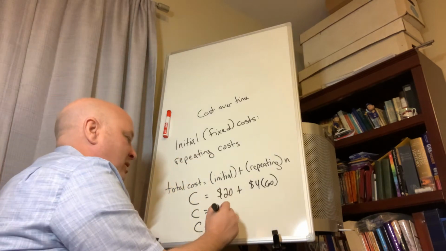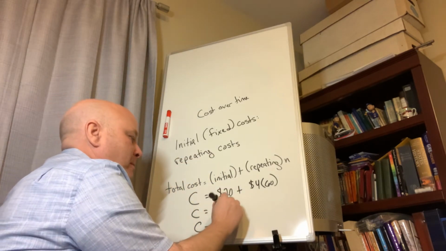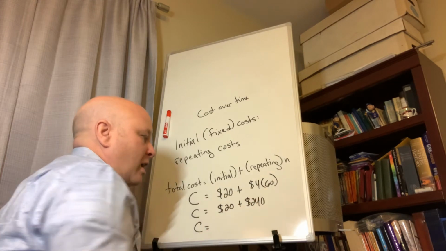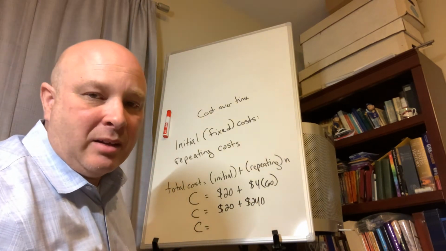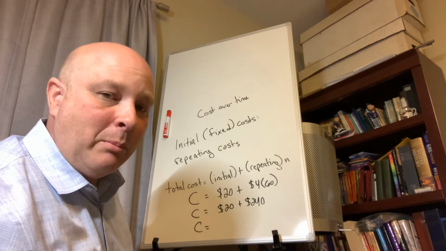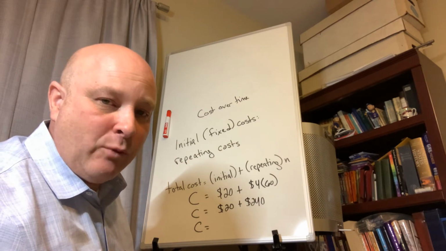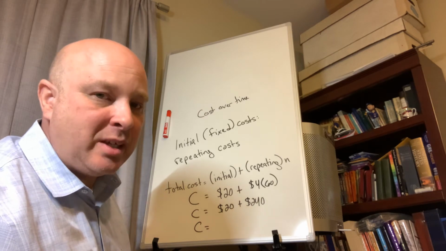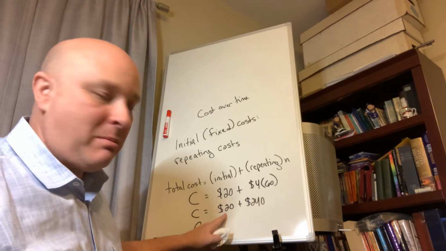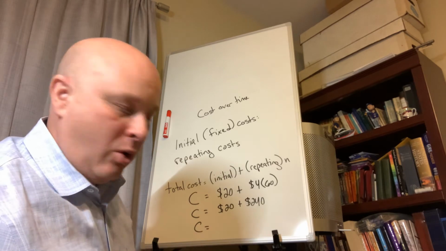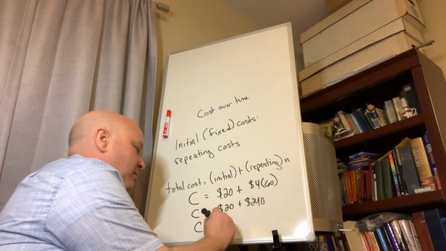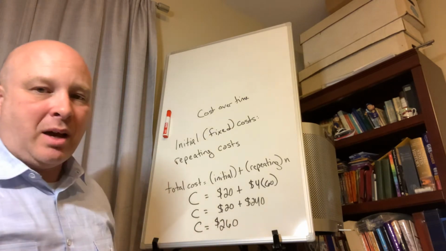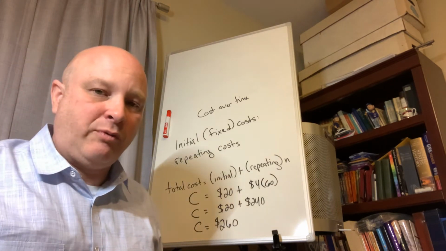So let's look at what this is. This is $20 plus $240. So I can see, yeah, this is going to be more money to have the app for 5 years, but my average monthly cost is really coming down because I'm spreading my initial cost out over this amount. So $260 becomes my total cost for 5 years.